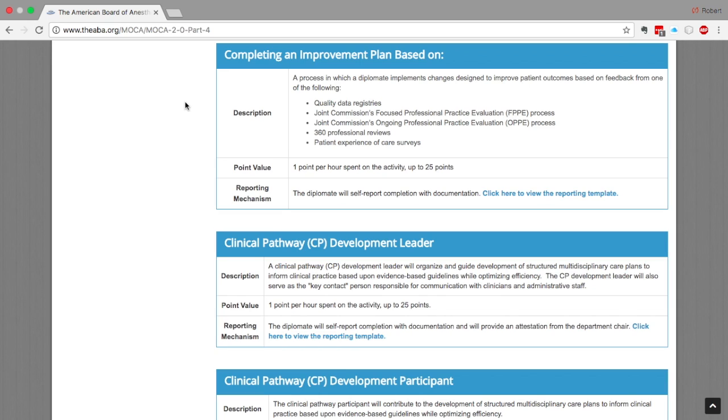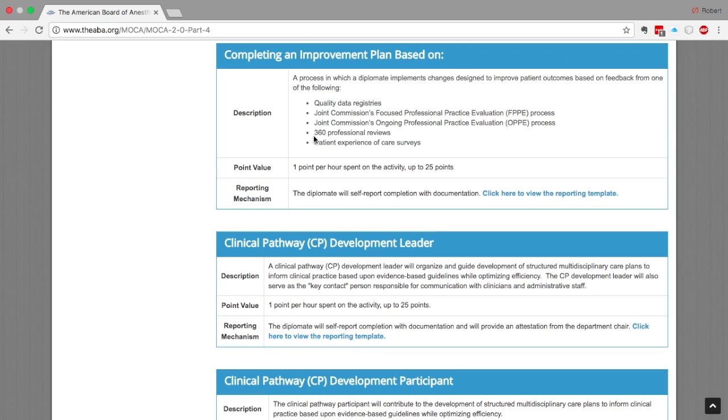This is if you are involved in a FPPE or OPPE. This will allow you to get points for that. That can count for the whole thing if you do 25 hours of that.